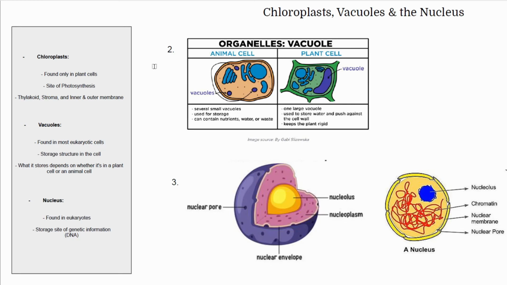To review, chloroplasts are organelles found only in plant cells, and they are the site of photosynthesis. Vacuoles are found in most eukaryotic cells, and their functions depend on whether it's an animal or a plant cell. And the nucleus is found in all eukaryotes, and it is the storage site of genetic information.